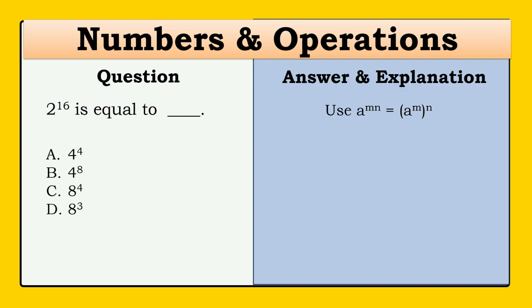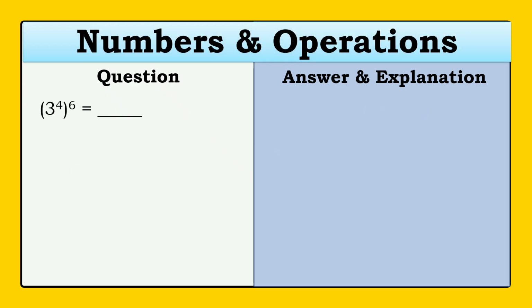Next, try base 4. Since 4 is equal to 2 squared, we check what number times 2 equals 16. That's 8. So we rewrite 2 to the 16th as 2 raised to the exponent of 2 times 8. Now apply the exponent rule. So we have the quantity of 2 squared raised to the 8th power. Then we have our final answer, which is 4 to the 8th. And the answer is letter B.